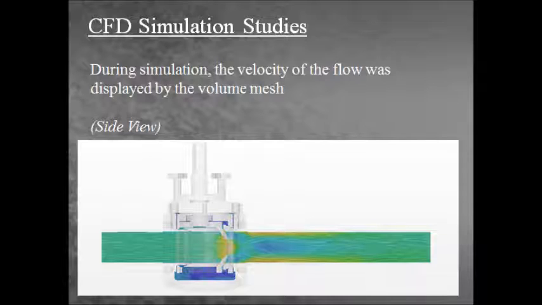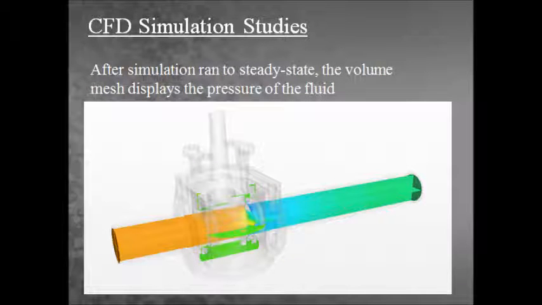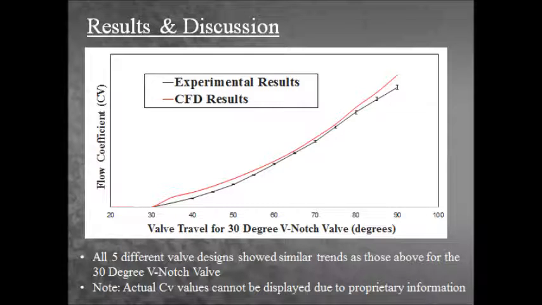The side view of the velocity profile of the simulation shows a vortex directly after fluid exits the valve, which then becomes a fully developed flow downstream of the valve, where the measurements are actually taken for analysis. After the simulation ran to steady state, the pressure of the fluid was mapped by the volume mesh to show the pressure differential across the valve taken for the flow coefficient.